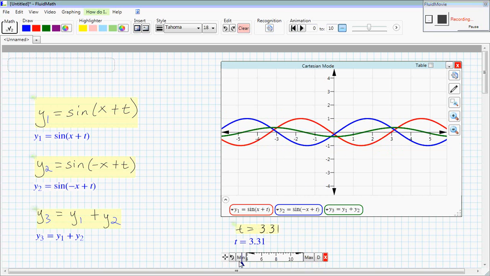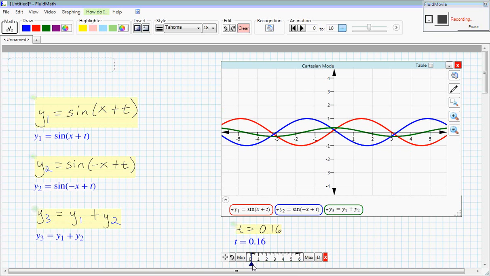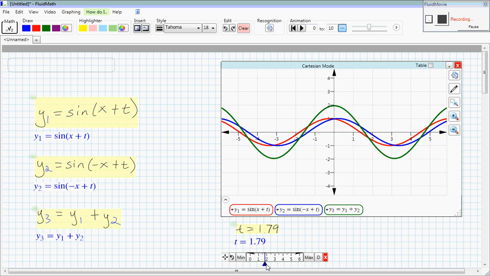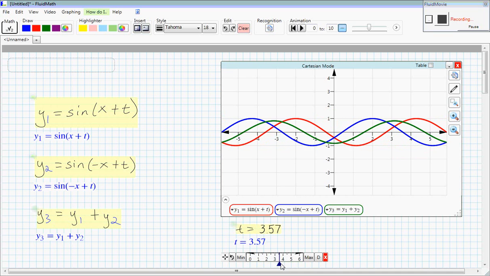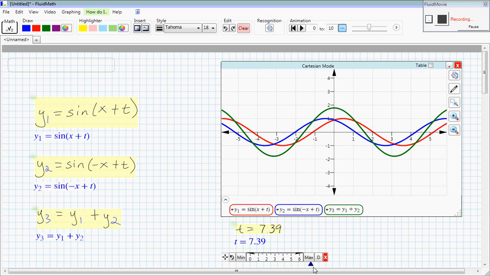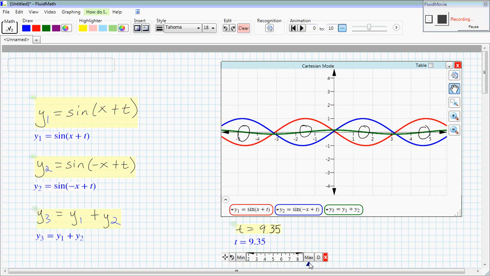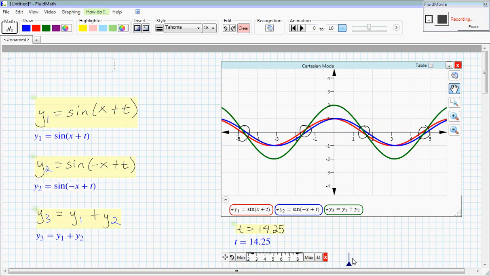Let's look at one other point, which is called the node points. So study the green curve, and notice that some points never leave the x-axis, the line y equals 0. Do you see some of them? Okay, how about here? Here, here, and here. Watch those points. Those are called nodal points.